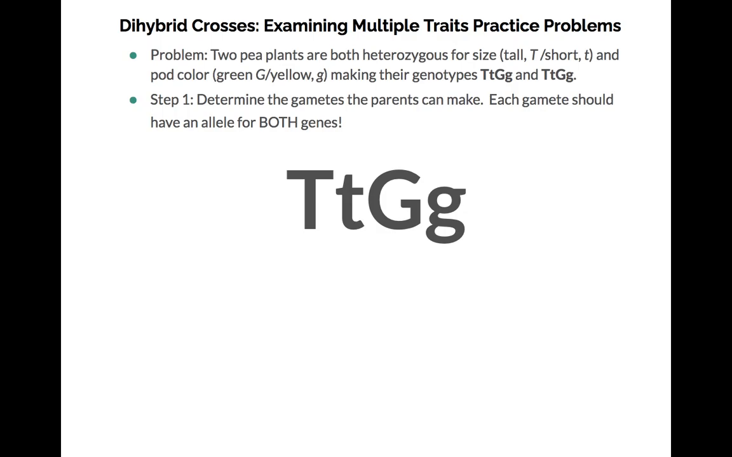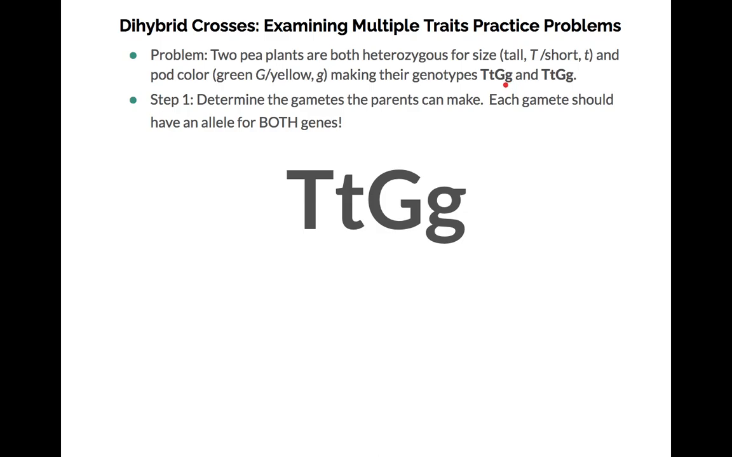Okay, so we're going to go ahead and look at some practice problems. For our first one, we had two pea plants and they are both heterozygous for size and pod color, making their genotypes here heterozygous: big T, little t, big G, little g.